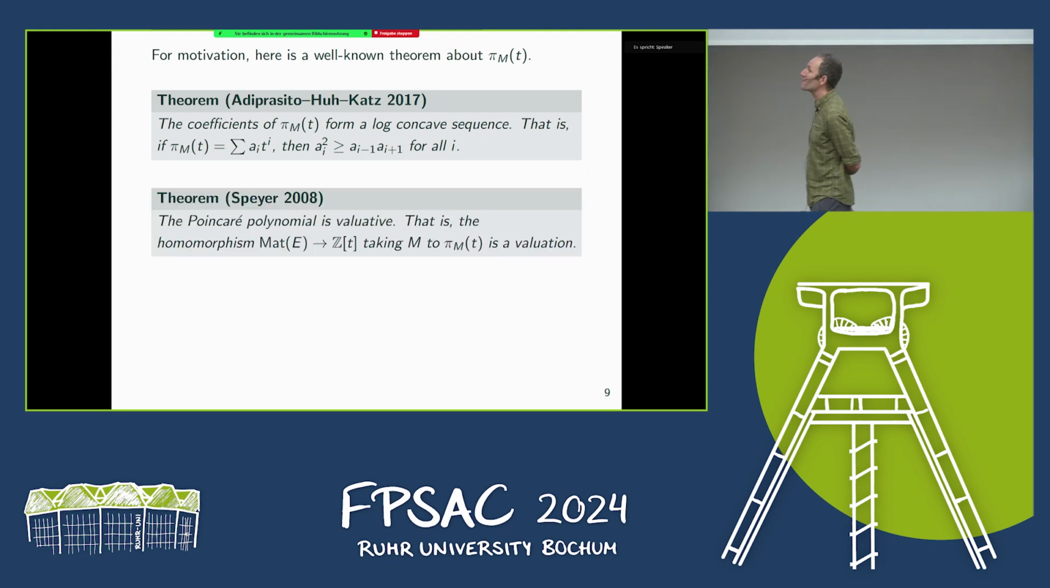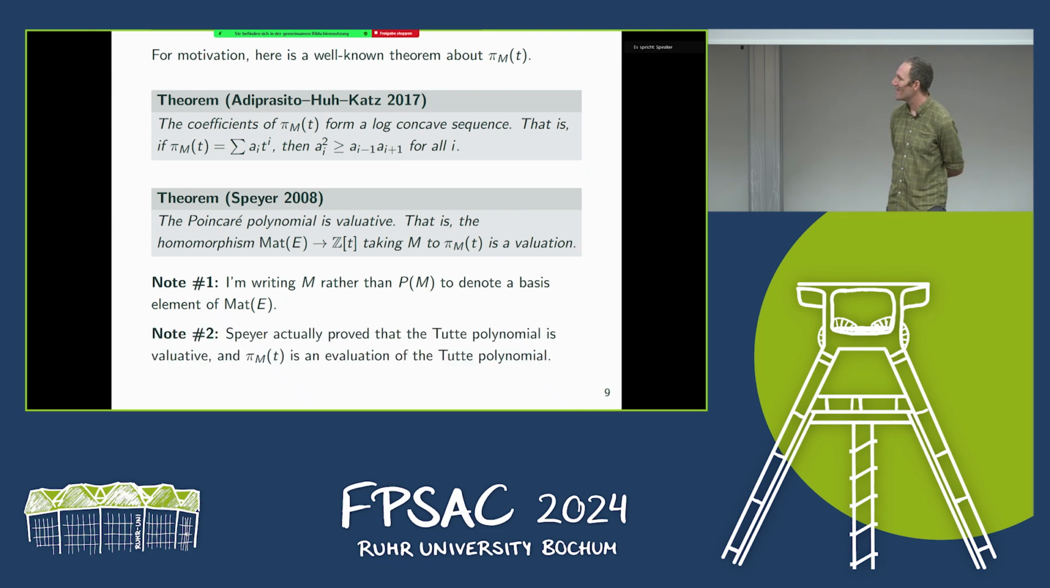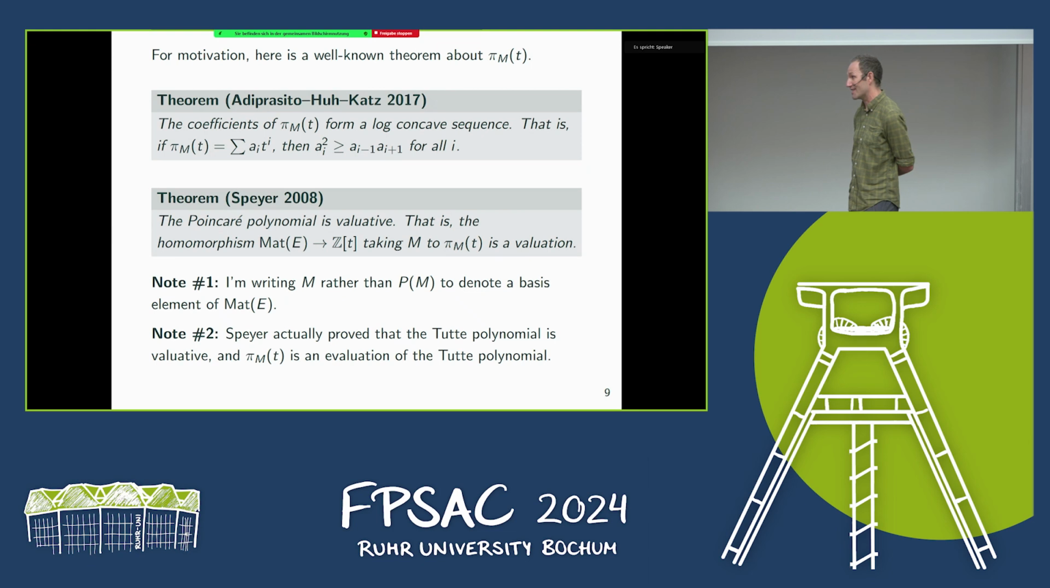A theorem of Speyer from 2008 is that the Poincare polynomial is valuative. So the homomorphism that takes a matroid to its Poincare polynomial is a valuative homomorphism from Mat(E) to Z[t]. And I'll just point out a couple of things. I'm being a little bit loose with notation, so I'm writing m rather than p of m to denote a basis element of Mat(E). I hope that's not too confusing. And I'll also mention Speyer proved something a little stronger. He proved that the Tutte polynomial is valuative, and pi_m(t) is an evaluation of the Tutte polynomial. Therefore, that's also valuative.